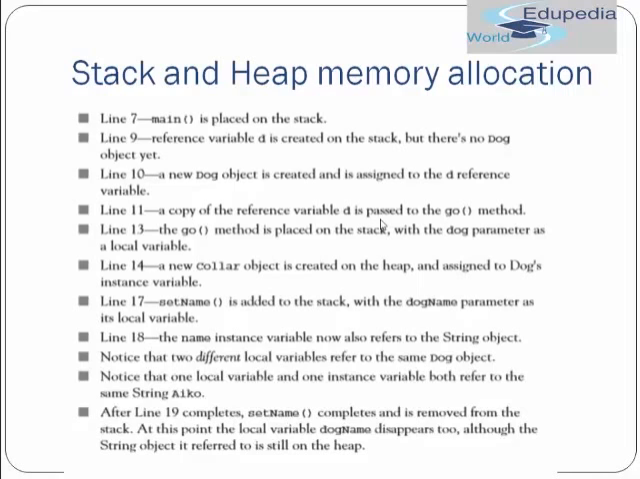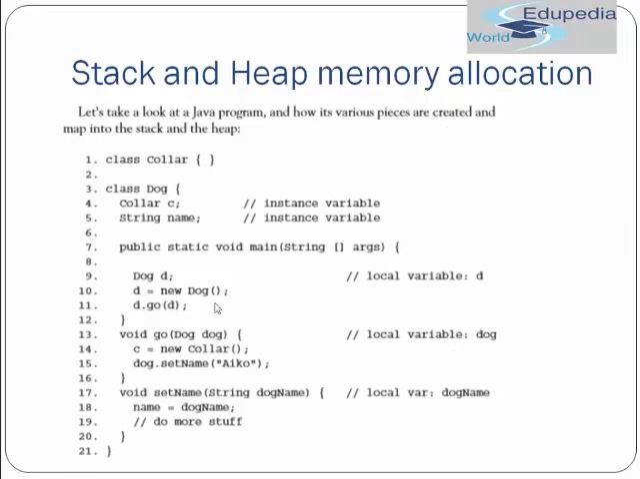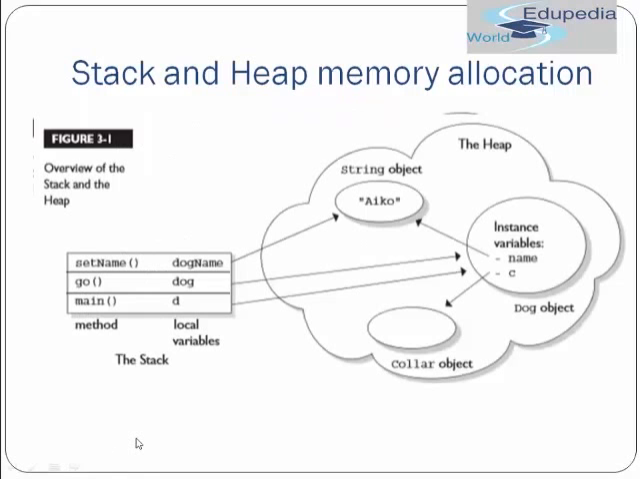After line 19 completes, the setName completes and is removed from the stack. At this point, the local variable dog name disappears too, although the string object it referred to is still on the heap. So once you reach 19 and complete, you come out after the 20th line, you just come out of this block.